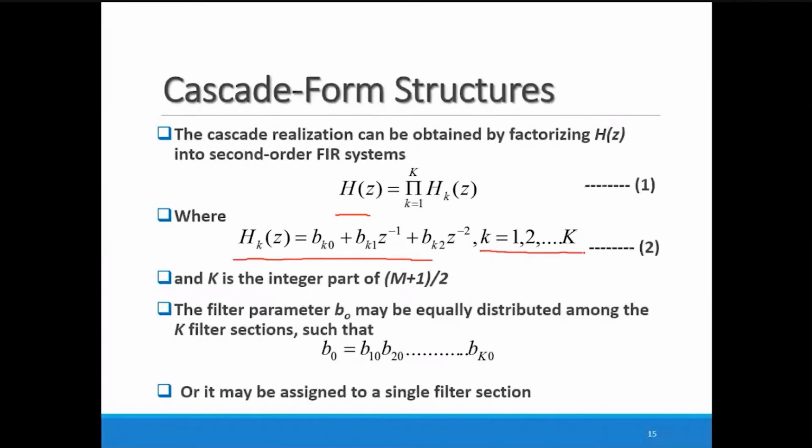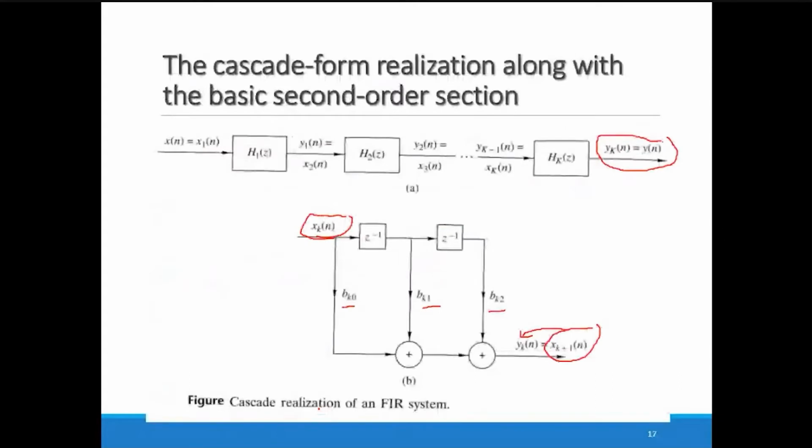Here k's values vary from 1 to K, but the multipliers you can see are z raised to 0, z raised to minus 1 and z raised to minus 2, because we have to obtain the second order section. And whatever the b0 parameter or initial parameter is, we can either implement it as the coefficient of a single filter, or divide it among the K number of sections like this: b0 is equal to b10, b20, up to bK0. This is optional. Either you apply this to a single filter section, or you distribute it to the K number of filter sections. Here we are making pairs of zeros. So finally we get this structure.